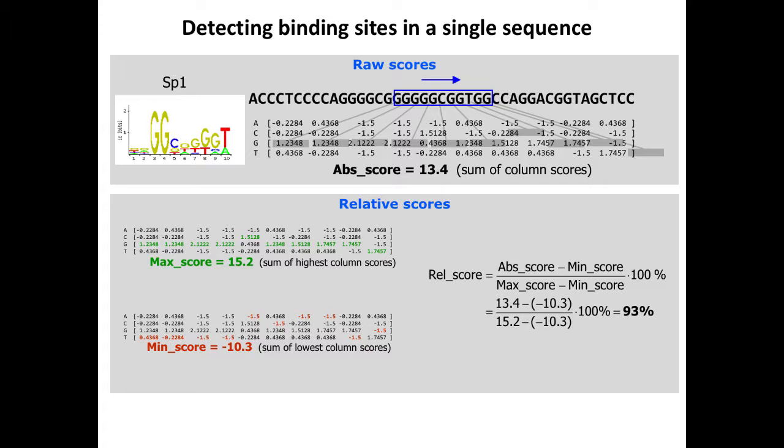And all we have to do after that point is take the raw score we had in the first part, subtract the minimum score from it, and then divide that by the distance between the maximum and the minimum score. That gives us a fraction or a percentage as to how close the raw score is to the top score possible with this particular motif, which in this case is 93%.